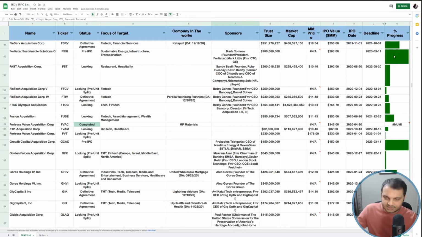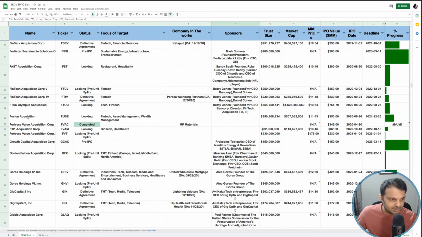So percent progress means how far along it is. When you do IPO, the clock starts ticking, and then you have the deadline. So how far is the SPAC in terms of from IPO to deadline? This bar, the sparkline, is going to show you. So let's talk about one example.